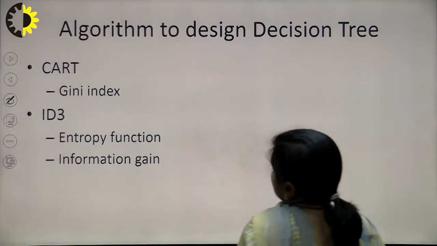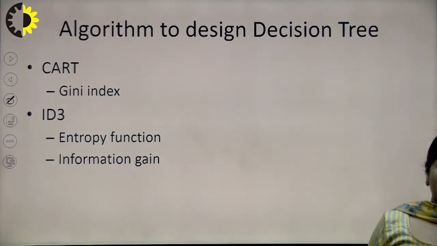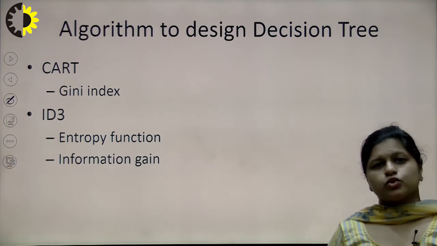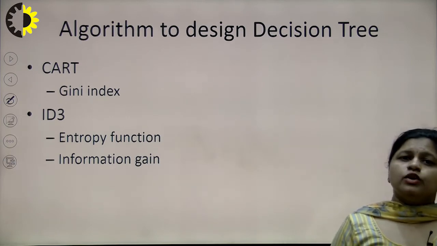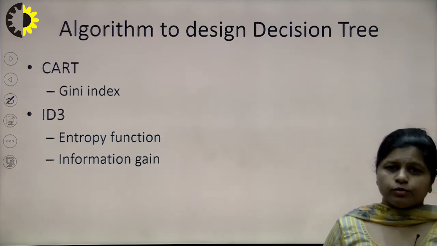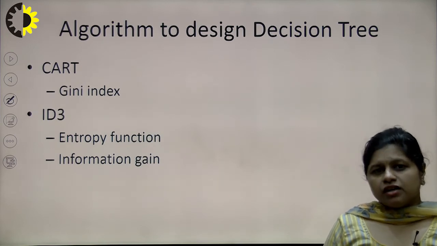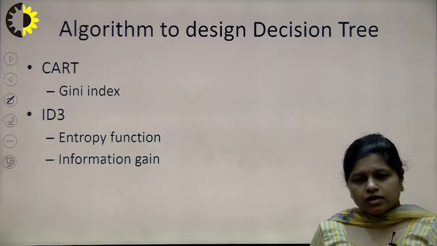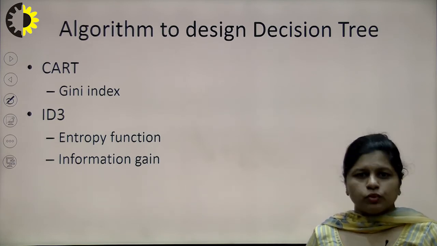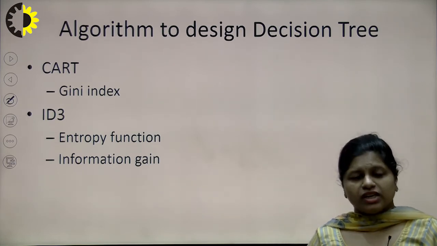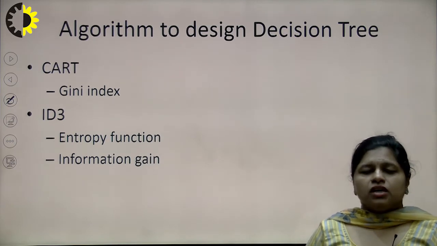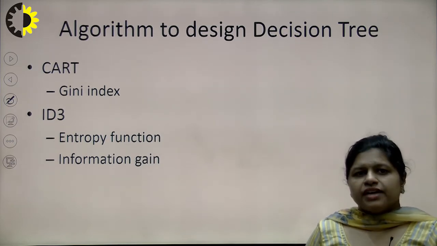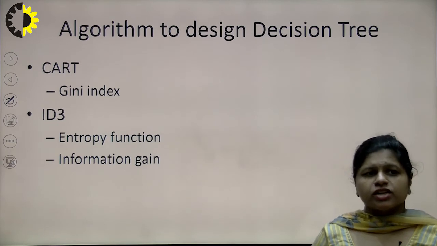Now, after having an understanding of what the decision tree is, what the nodes are, what attributes are represented by the internal nodes, what we need to represent by the leaf node, and what labels we need to give to the branches or links, we need to go on to how to design a decision tree, how to construct a decision tree.